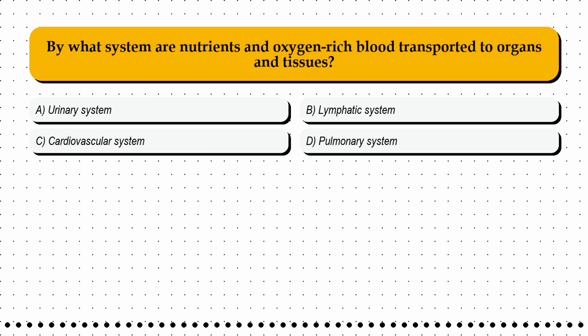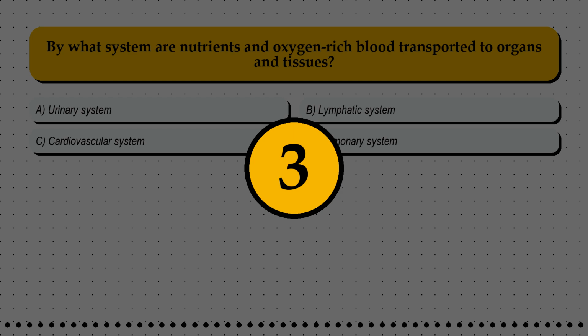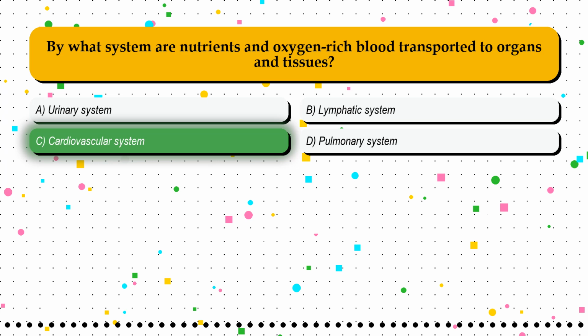Question 105. By what system are nutrients and oxygen-rich blood transported to organs and tissues? Option A, urinary system. Option B, lymphatic system. Option C, cardiovascular system. Option D, pulmonary system. The correct answer is option C, cardiovascular system.